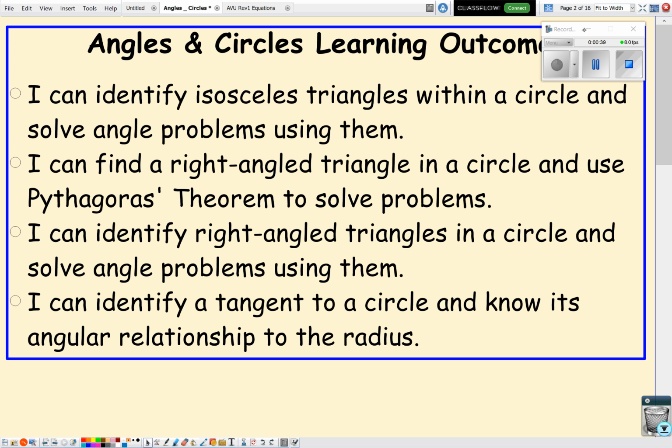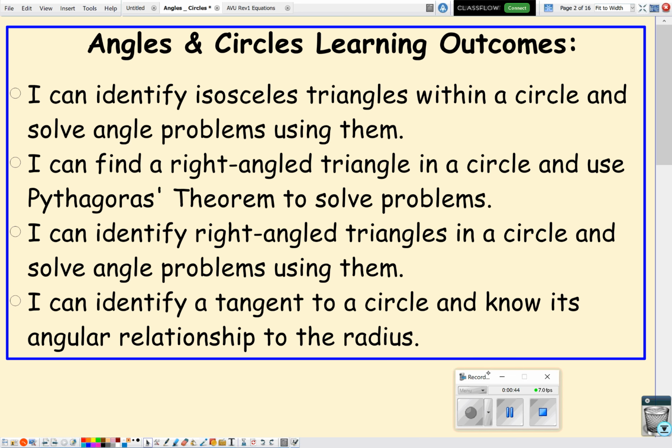With the angles and circles part of the third year course, there are four learning outcomes we're going to look at. The first one is identifying isosceles triangles within a circle, and that's the video we're doing just now. I'll then do another video for finding right angled triangles in a circle and using Pythagoras' theorem to help solve problems. That's quite a common Nat 5 exam question.